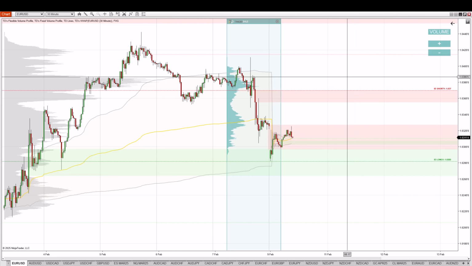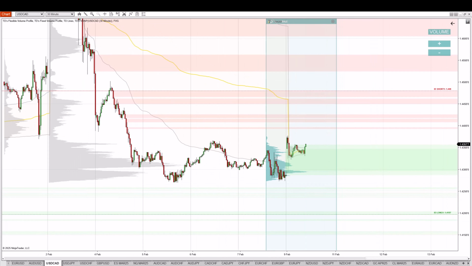This setup also formed on the US dollar Canadian dollar. Let me show you here. In this case, the gap hasn't been closed yet, because this is the gap. And by the way, this is the 30-minute chart of the US dollar Canadian dollar. The gap did not get filled yet. The setup is still valid because there's the gap, and behind the gap there's that heavy volume zone. So chances are that there'll be a pullback and the price fills the gap, reacts to this heavy volume zone, and goes upwards. So this is the same setup as on the euro. There's a gap, a heavy volume zone behind the gap, and there should be a reaction.